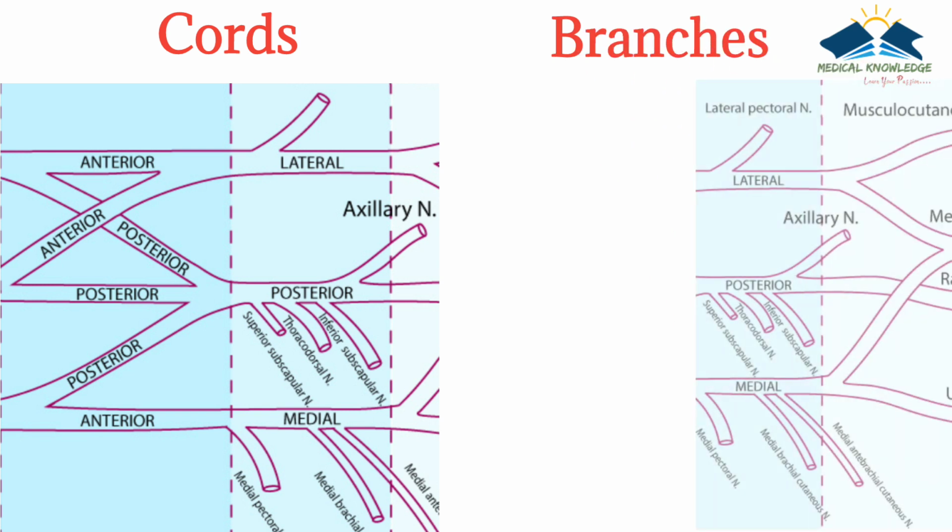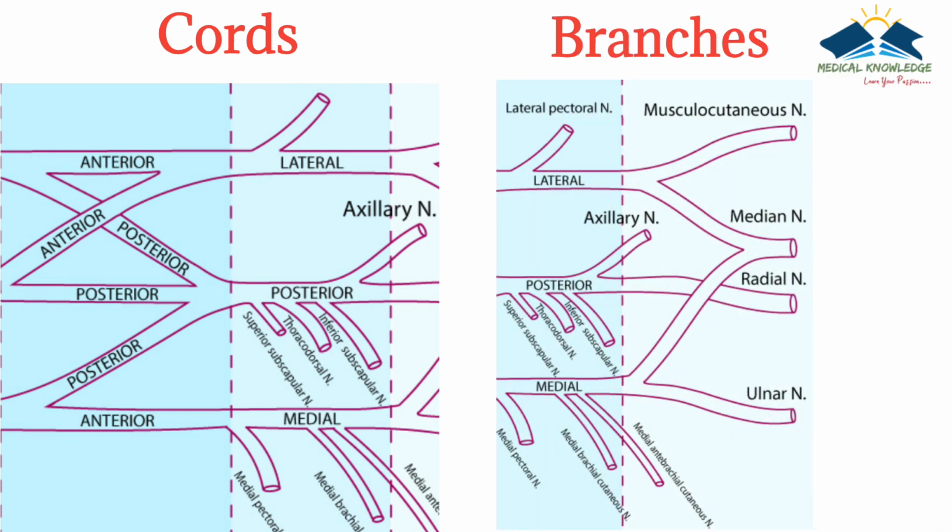Fifth, branches. These 3 cords give rise to the following branches. Nerves arising from lateral cord, remember R: Lateral pectoral nerve. It supplies both pectoralis major and minor muscles. Musculocutaneous nerve. It is the nerve of muscles of front of arm. Lateral root of median nerve. It joins the medial root of median nerve and forms median nerve, which is the chief nerve of muscles of front of forearm.